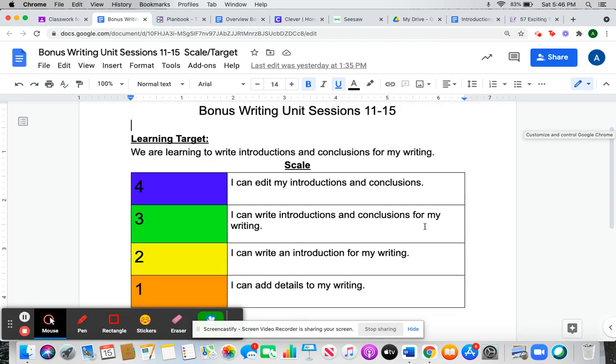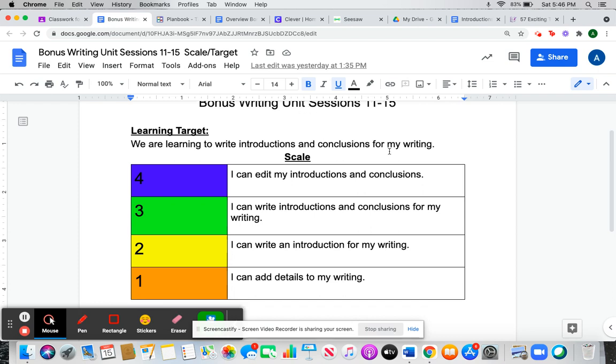Today you are going to start your lesson 11, this new target we have. We're going to work on it for this whole week. And our target says we are learning to write introductions and conclusions for our writing. And if I edited that, I would have noticed I made a mistake. There we go, fixed it now. So by the end of this week you will say, I can write introductions and conclusions for my writing.